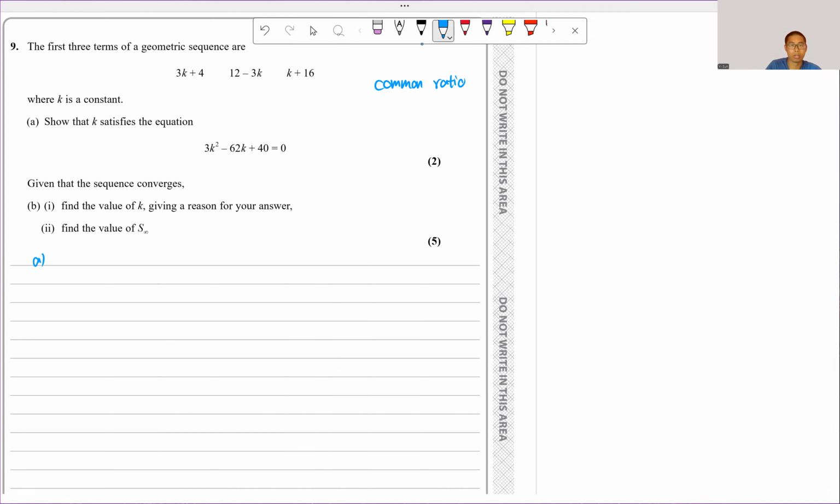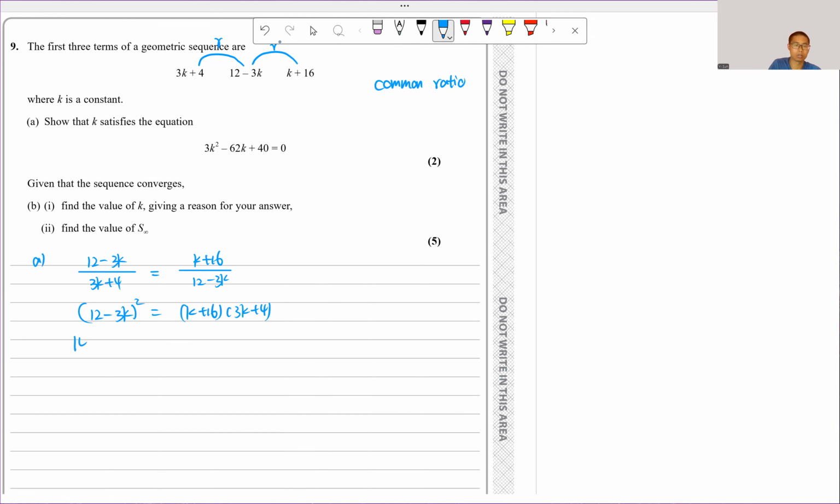So to work out the common ratio, the second term divided by the first term will give us the common ratio. The third term divided by the second term will also give us the common ratio. So, and then the common ratio has to be the same. So that means 12 minus 3k divided by 3k plus 4 has to be equal to k plus 16 divided by 12 minus 3k. And then cross multiply it. 12 minus 3k squared equal to k plus 16 times by 3k plus 4.